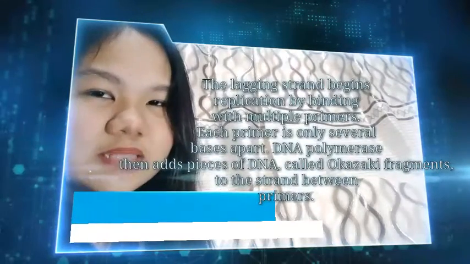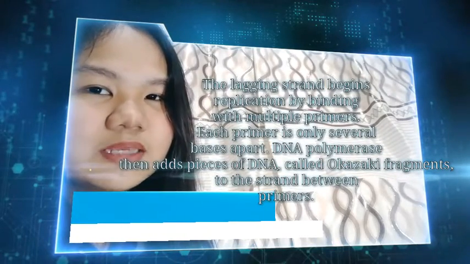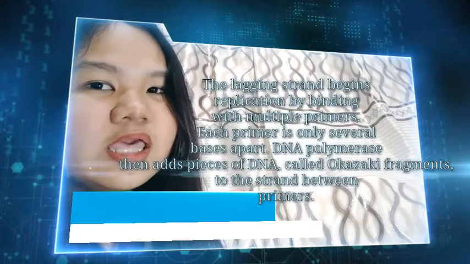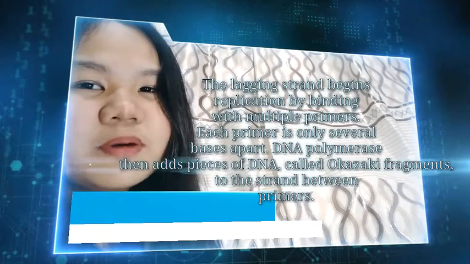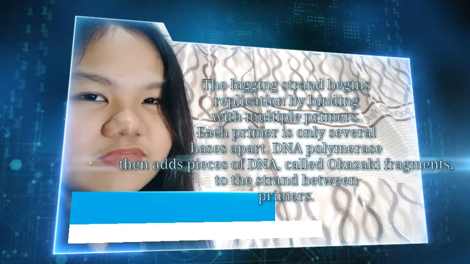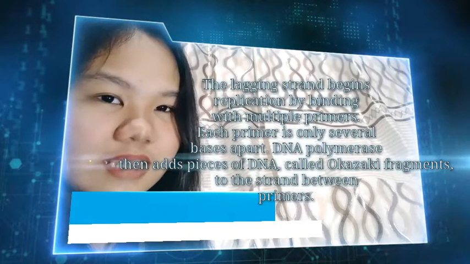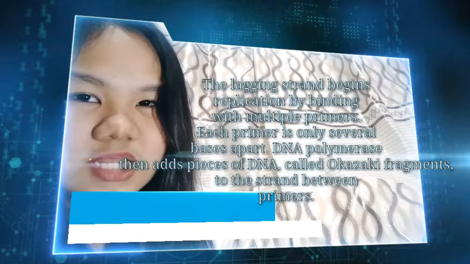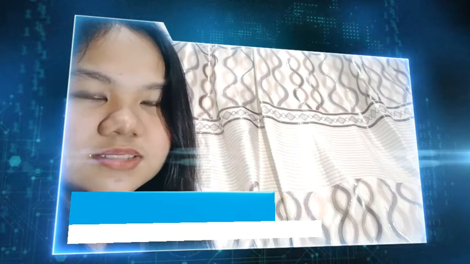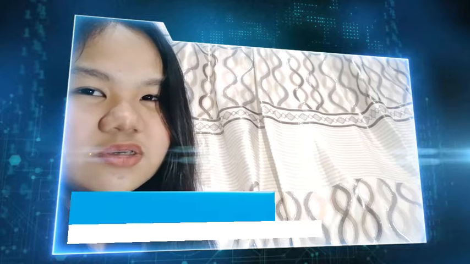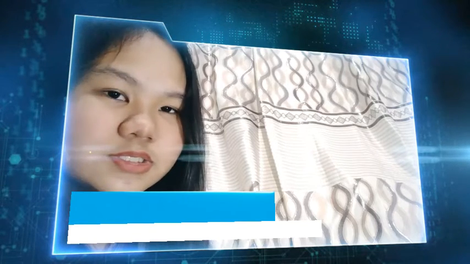The lagging strand begins replication by binding with multiple primers. Each primer is only several bases apart. DNA polymerase then adds pieces of DNA called Okazaki fragments to the strand between primers. This process of replication is discontinuous, as the newly created fragments are disjoint.